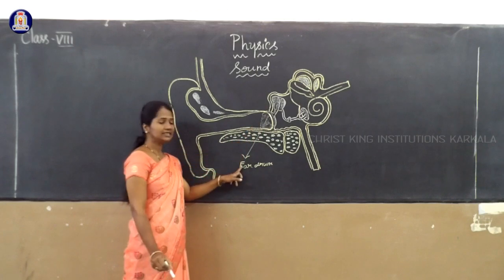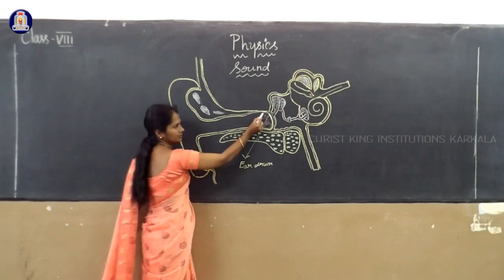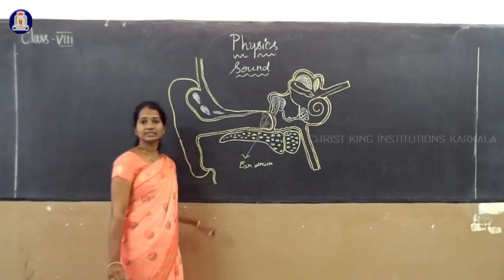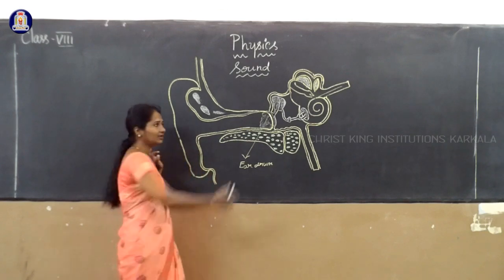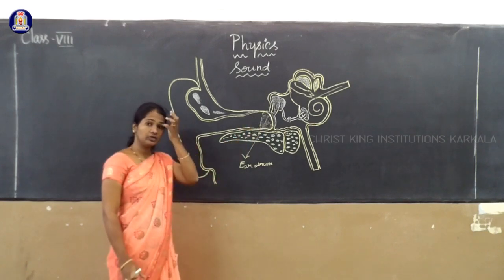We call it the eardrum. So this eardrum is like a rubber sheet. It is like a stretched rubber sheet.